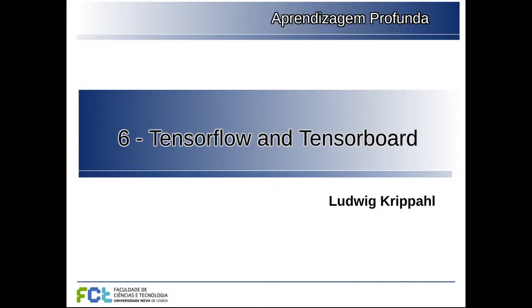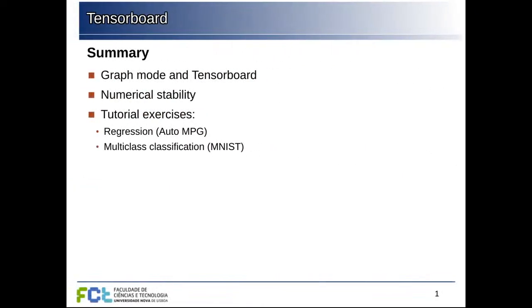So now we're going to see how to implement those concepts we saw in theory in the previous lecture. And we're also going to take a look at TensorBoard. This is an interface tool that makes it easier to look at the computation graphs and follow the training of our networks. So we're going to start with a brief introduction to graph mode in TensorFlow, and then use TensorBoard to look at the computational graph and also to follow the training.